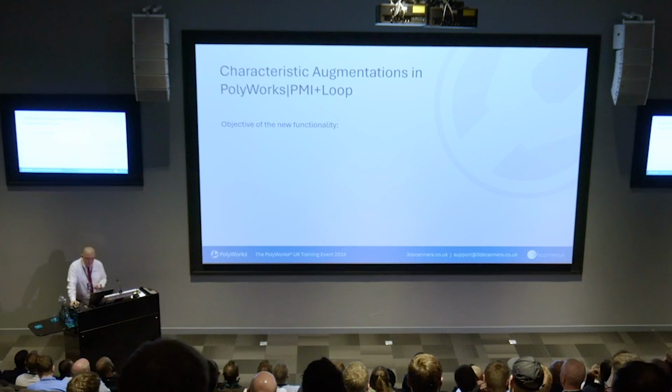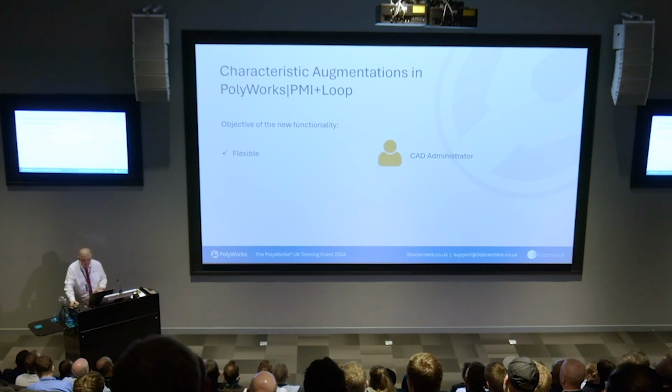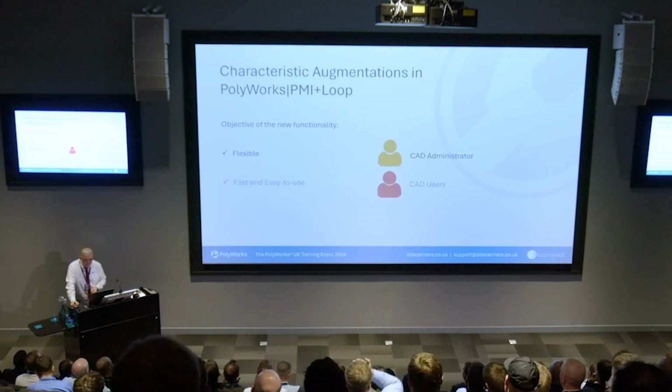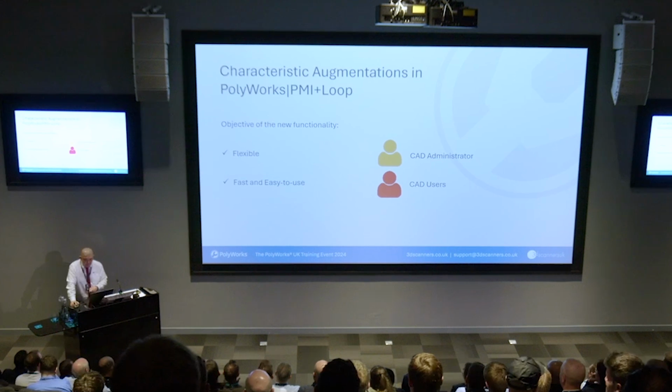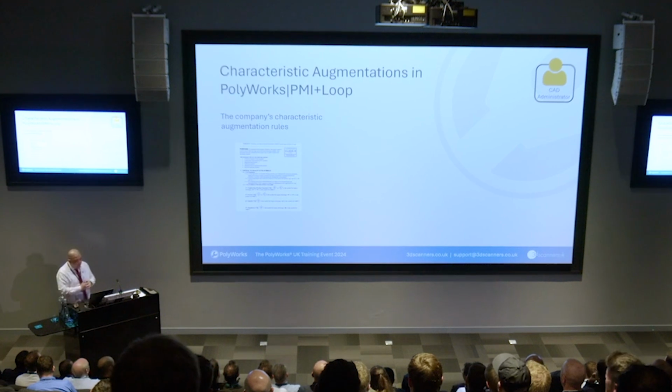So the objective of this new functionality that Innovmetric are introducing in 2024 is a flexible solution that allows the CAD or the process administrator to digitize their characteristic augmentation rules to ensure the augmenters are defined in the same way by all CAD users. The solution needs to be fast and easy to use by the CAD users so they can bulk edit without having to type in everything manually. And finally, the solution needs to be interoperable with downstream applications such as PolyWorks Inspector, DataLoop, ReportLoop, and so forth, and potentially even other software.